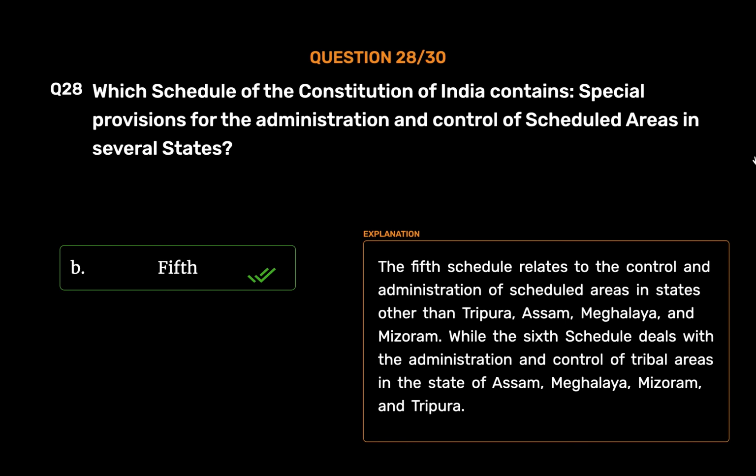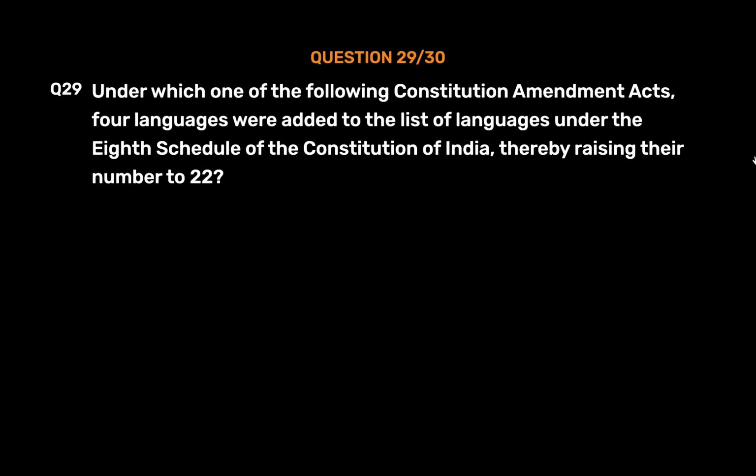5th. The 5th schedule relates to the control and administration of scheduled areas in states other than Tripura, Assam, Meghalaya, and Mizoram, while the 6th schedule deals with the administration and control of tribal areas in the states of Assam, Meghalaya, Mizoram, and Tripura.